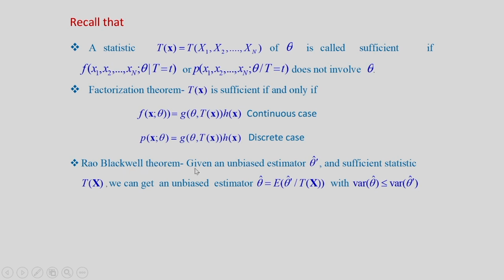Rao-Blackwell theorem: given an unbiased estimator theta dash hat and a sufficient statistic T(x), we can get an unbiased estimator theta dash, given by E of theta dash hat given T(x), which is also unbiased and which has variance less than the variance of theta dash hat. So, that way we can get a better estimator using the Rao-Blackwell theorem.